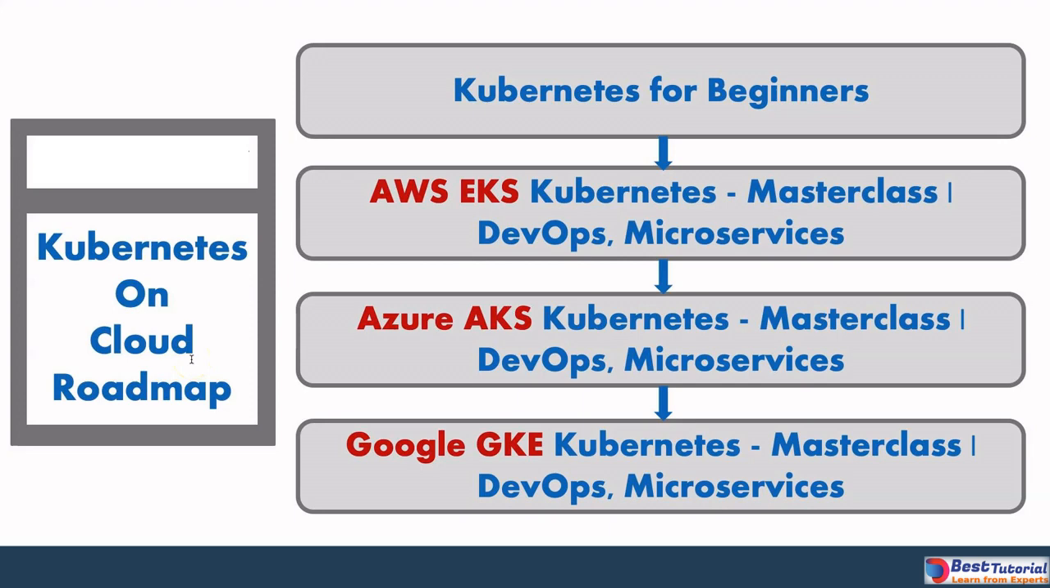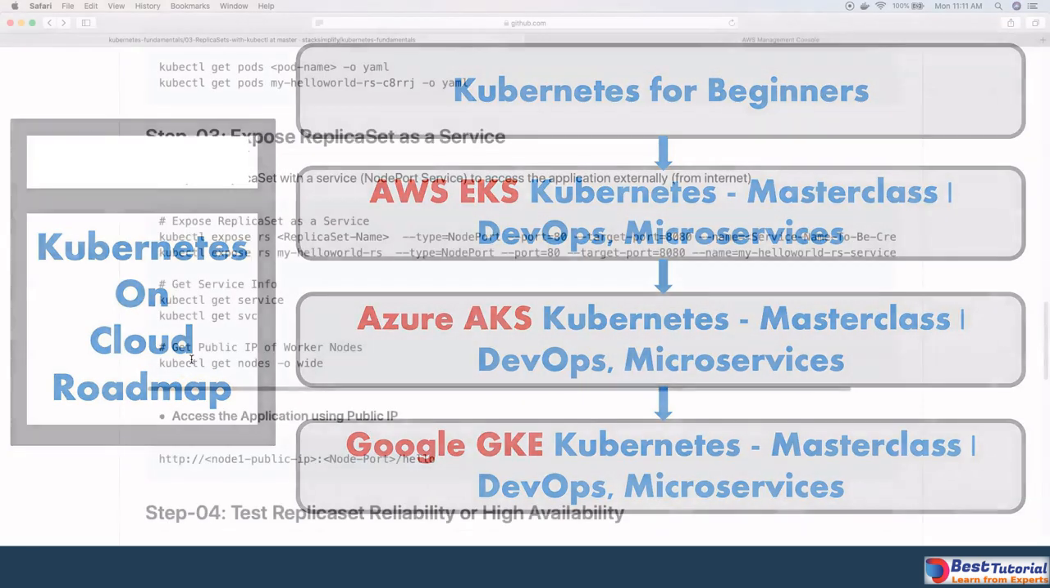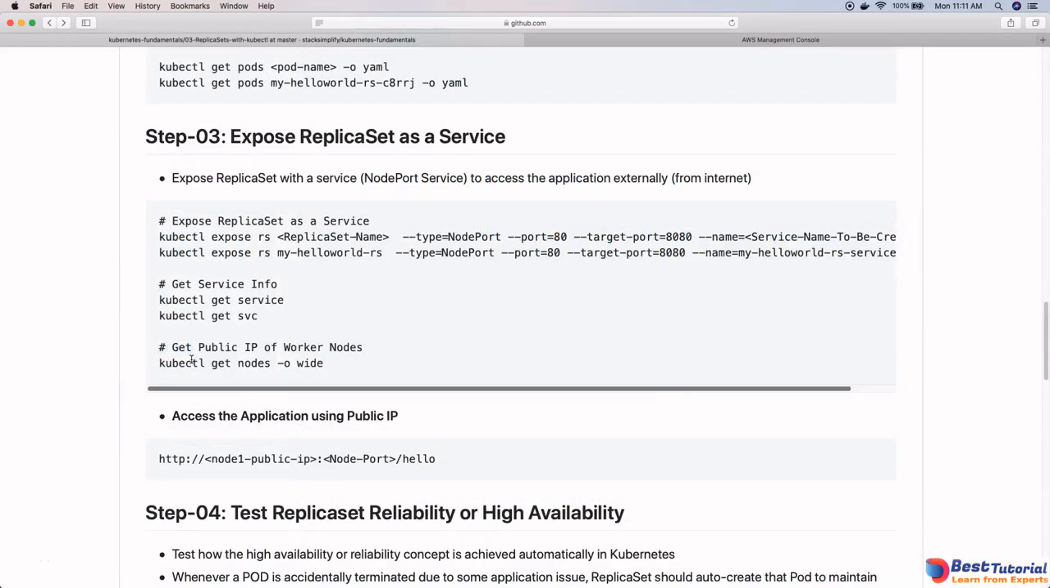Welcome back. In this lecture, we are going to expose the replica set as a service, so that we will be able to access the application present in the replica set pods via browser. So let's go ahead and do that. We are going to say kubectl expose rs, the replica set name, and the type is going to be NodePort, and the rest is going to be the same.